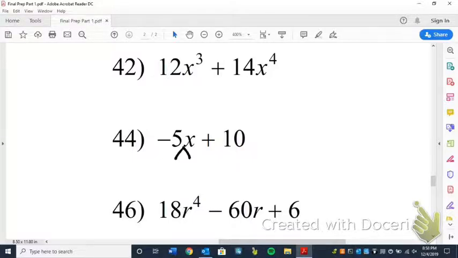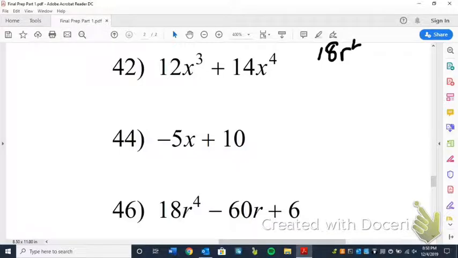-5x plus 10. We have -1 times 5 times x. 10 is 1 times 10. 10 is 2 times 5. So we pull the 5 out, and we go 5.